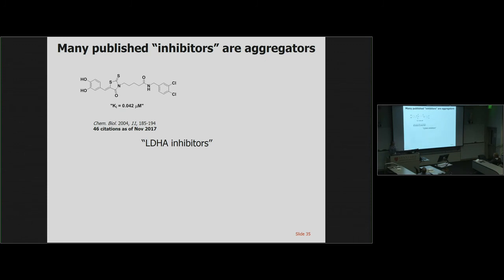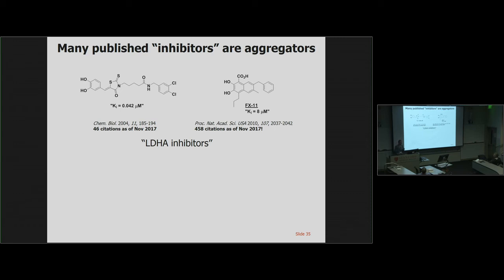There's an anti-cancer target called lactate dehydrogenase A, LDHA. People have been trying to find inhibitors of this for some time. There's a fairly unattractive molecule with a rhodanine and a catechol that came out a few years back. More recently, there was a slightly less unattractive molecule, modest activity, 8 micromolar, still a catechol here.